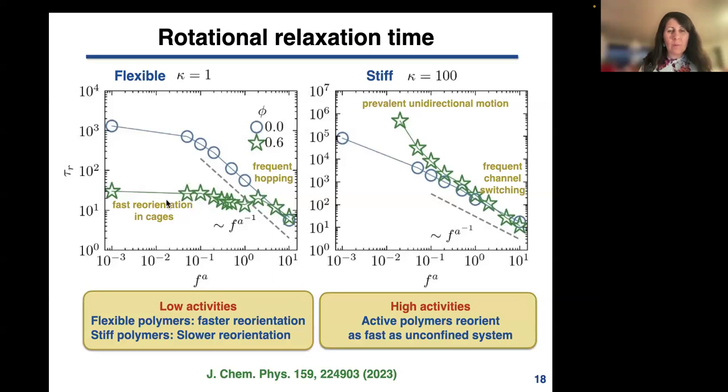And if you look at the rotational relaxation time, in the flexible case you have a smaller relaxation time, because when polymers get trapped in the cages, they just very quickly rotate. It was visible in the videos. And if you have high enough activity, you approach the case of the free polymers. It's the other way around for the case of stiff polymers, because they are doing this unidirectional motion. So as a result, you have a much bigger orientational relaxation time at low active forces. And if the activity is high enough, because of this frequent channel switching, and the fact that they can become more flexible, you approach the limit of free space behavior.